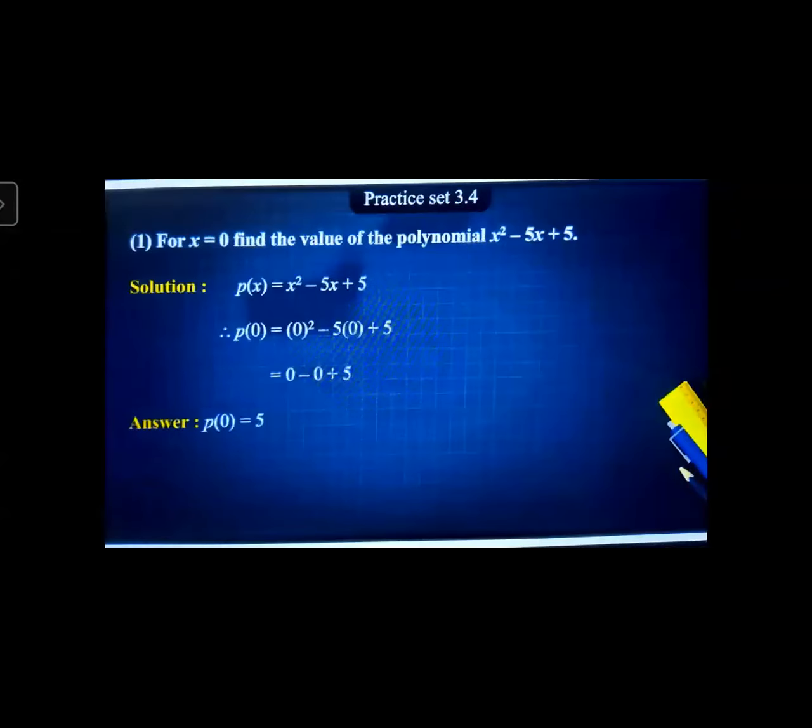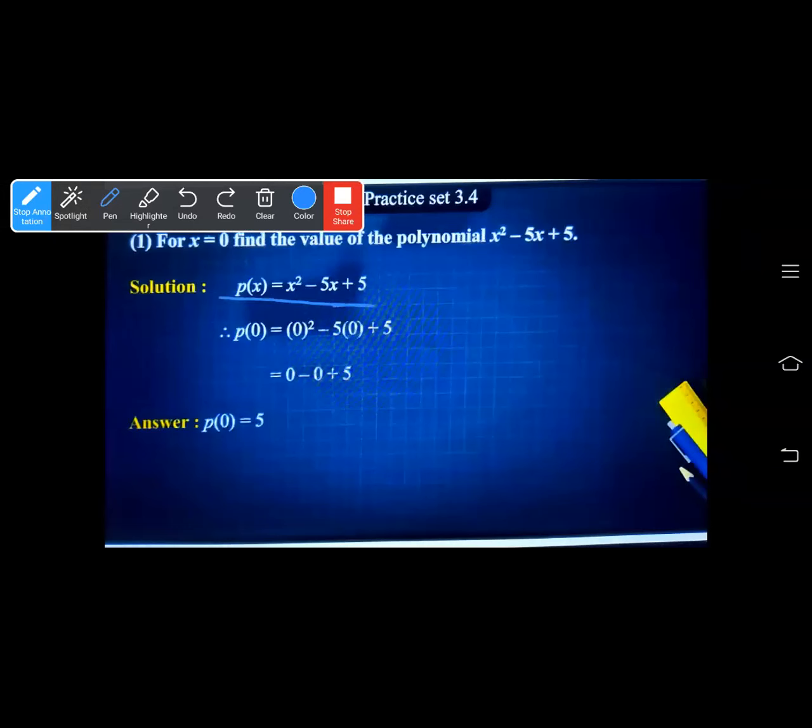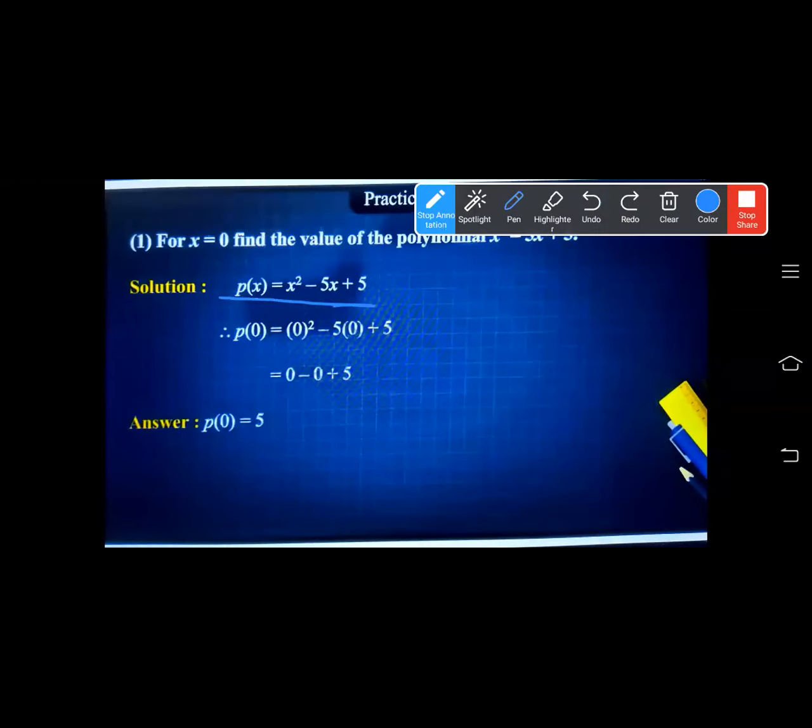So p of x is equal to x square minus 5x plus 5. You have to write the question again and label it as p of x is equal to x square minus 5x plus 5. Then for x equal to 0, p of 0 is equal to 0 square minus 5 into 0 plus 5.